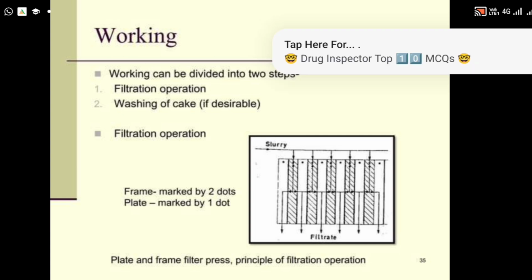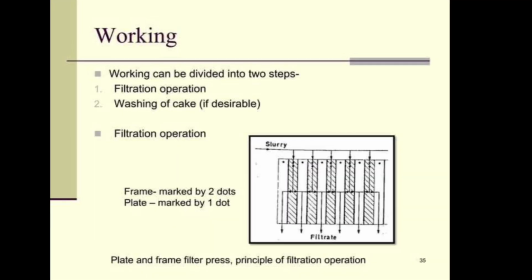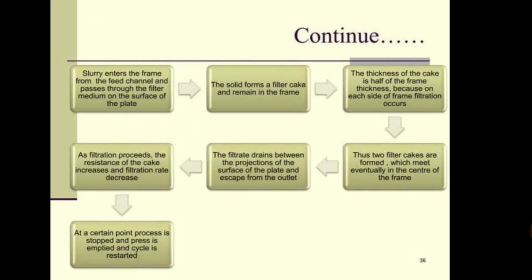Working. Working can be divided into two steps: filtration operation and the washing of cake if desirable. Filtration operation: frame marked by two dots and plate marked by one dot. Plate and frame filter press, principle of filtration operation. The slurry enters the frame from the feed channel.